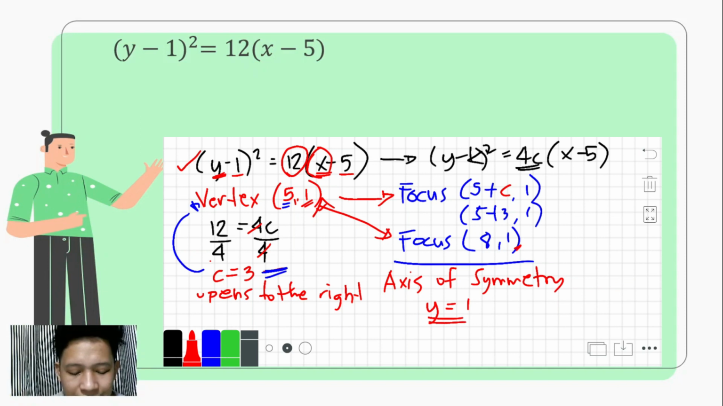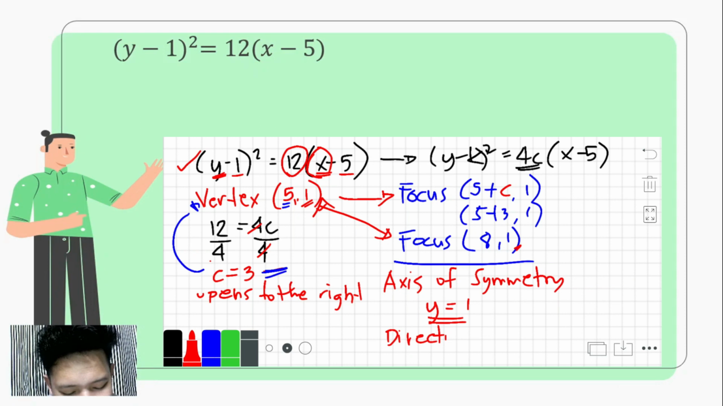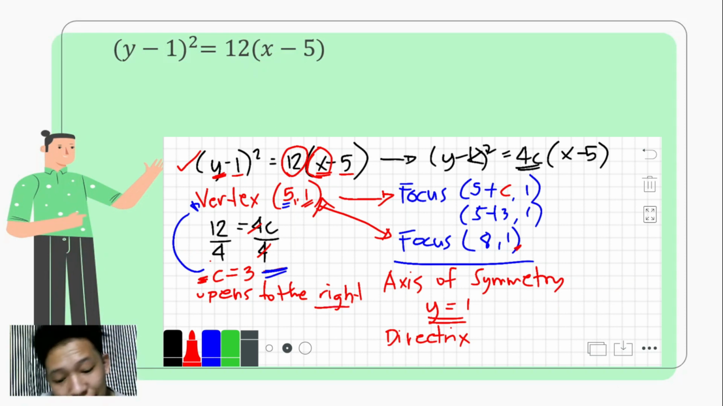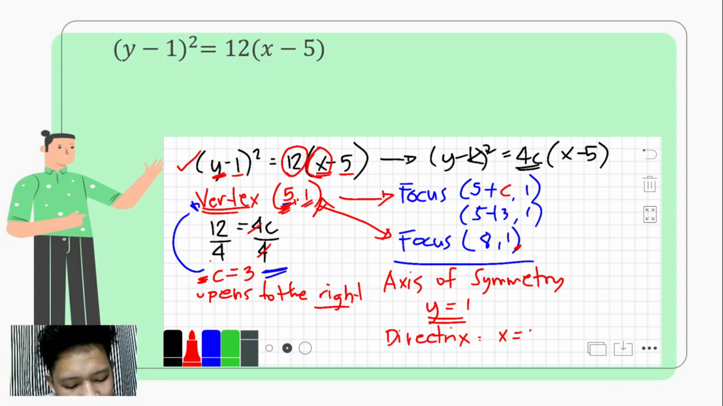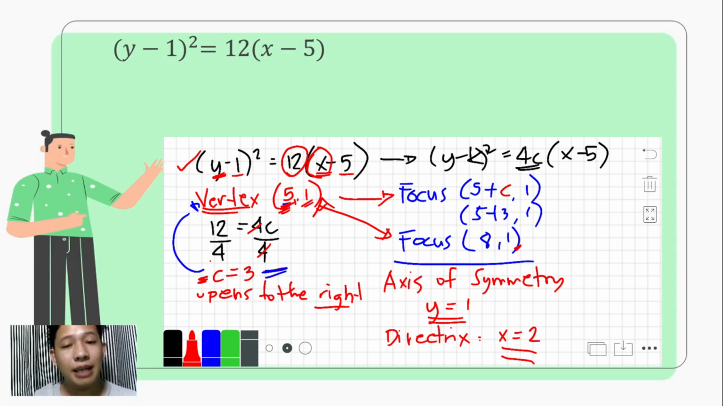Okay po? And lastly, the directrix is actually, again, 3 units since it opens to the right. So, 3 units to the left of our vertex. So, kung to the left siya, ang gagalawin natin ay yung x. So, that would be 5 minus 3. Hence, the directrix would be at x equals 5 minus 3. So, that would be x equals 2. So, ito po yung ating directrix. So, that's how simple it is when we are given a standard form of the equation.